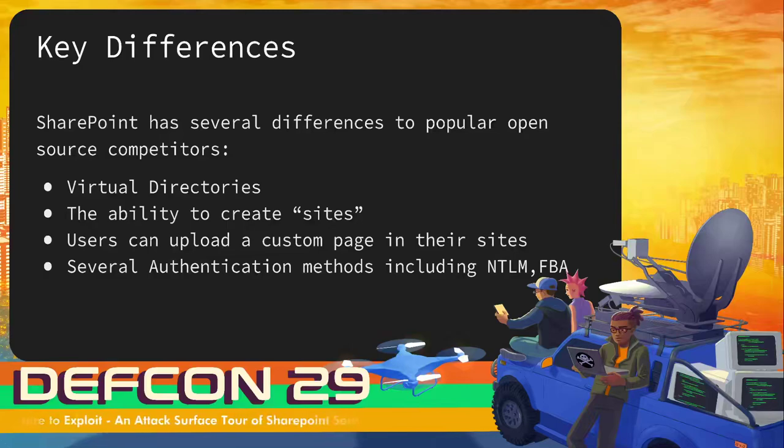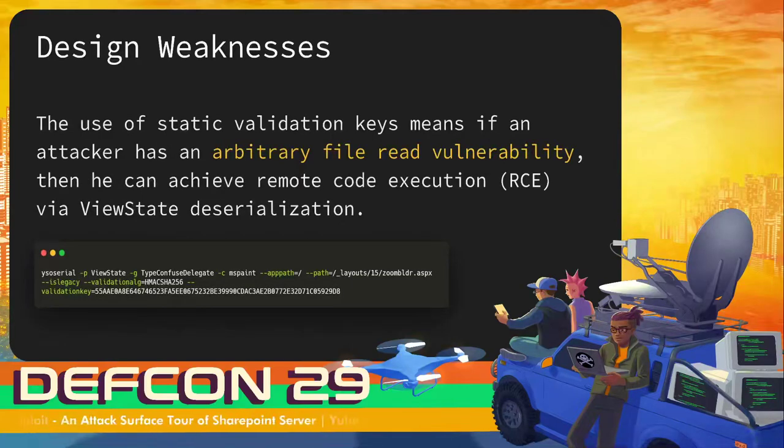The design weakness of SharePoint is that an arbitrary file read vulnerability can be leveraged to achieve remote code execution. Because it's possible to read the web config file, which can contain the validation key for ViewState deserialization, which can be used to generate a particular ViewState, execute and eventually run commands on the application. Now, I know some other researchers have talked about this before, and this is something that was chosen as a default design of SharePoint. I'm not exactly sure why they have.